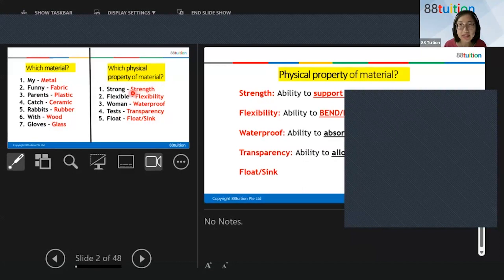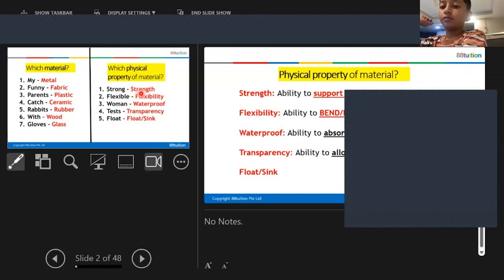So I was asking about strength just now. Strength comes from the word strong. Opposite of strong, can someone tell me what's the opposite of strong? Weak. Thank you very much. Strong and weak. Now, can everybody type in the chat, what is the meaning of strong? Type the definition of a strong material.